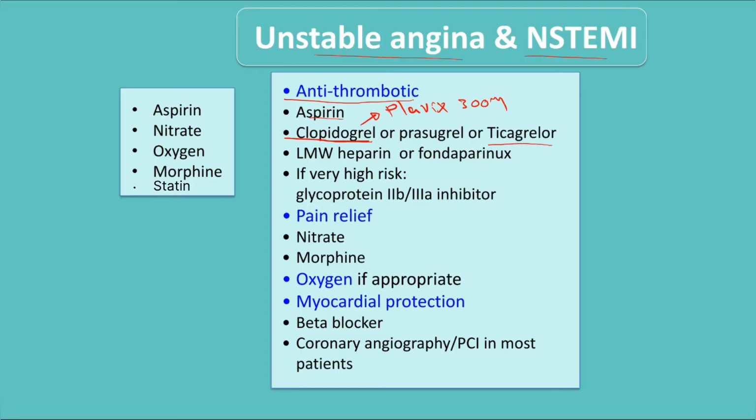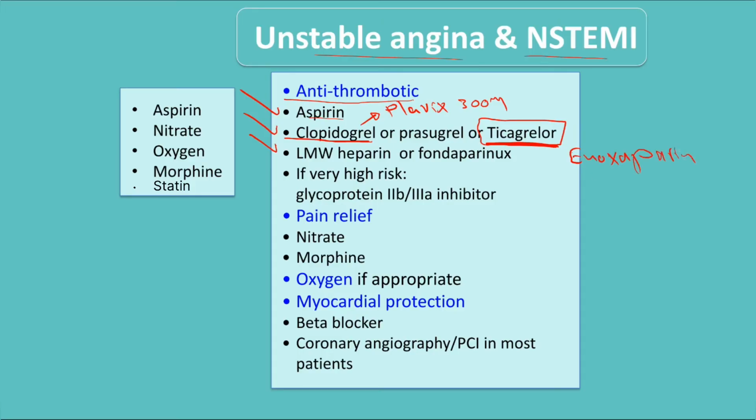If available, ticagrelor is a better choice than clopidogrel, although associated with more risk of bleeding, but ticagrelor is associated with less post-stent thrombosis if the patient underwent PCI. Anyhow, most of our patients receive aspirin 300 milligram, clopidogrel 300 milligram, low molecular weight heparin. The low molecular weight heparin that is received in our hospital is enoxaparin.